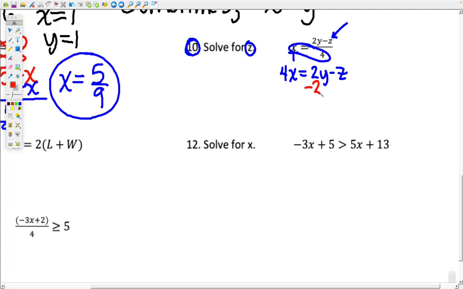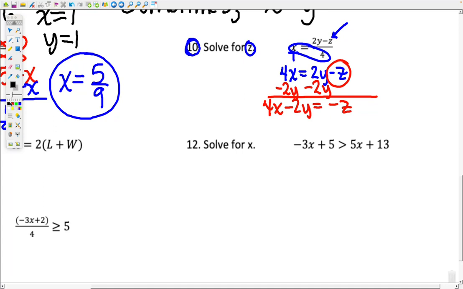Now I'm hearing people on the other side of the room. 4x and 2y, are they like terms? No, don't you dare put them together. You have to write 4x minus 2y. And look, this is not z. It's negative z. There you go. Divide by -1.